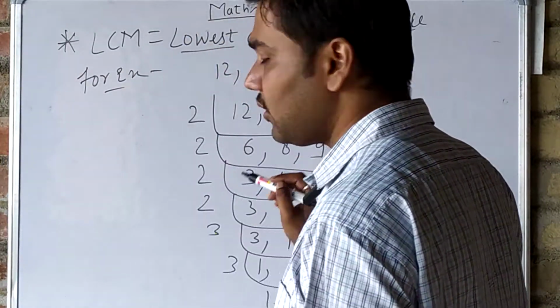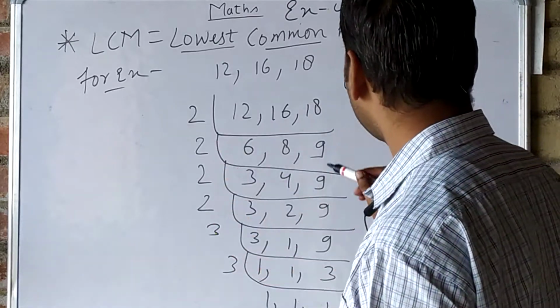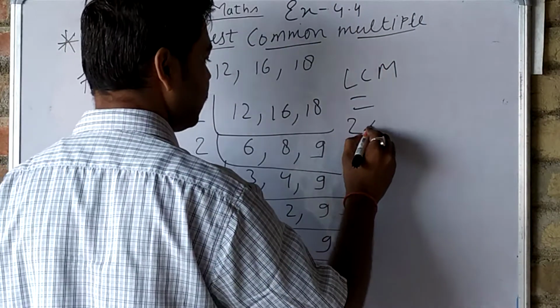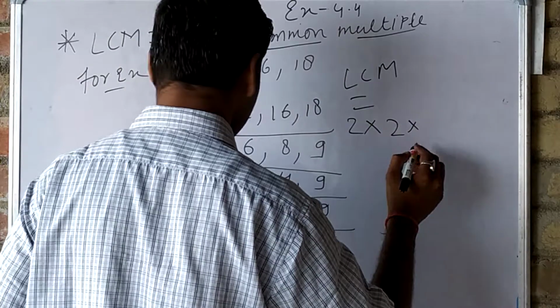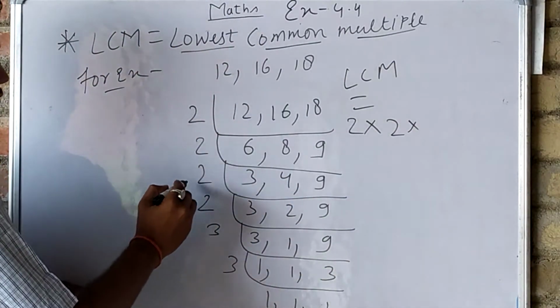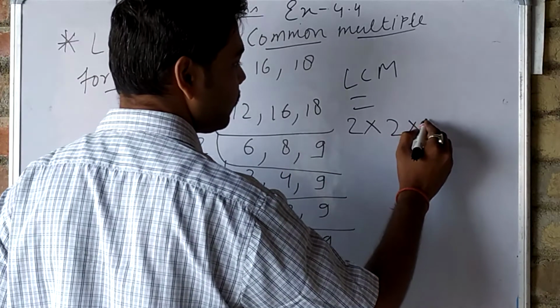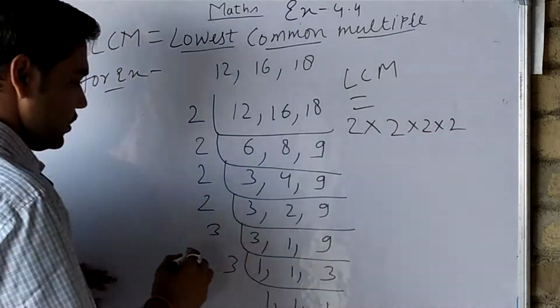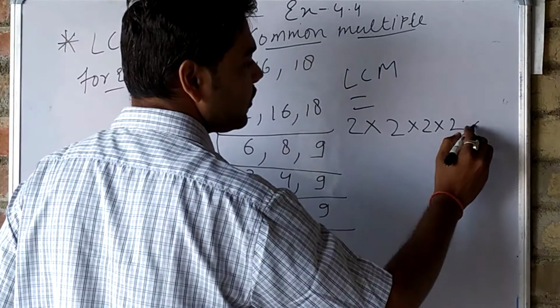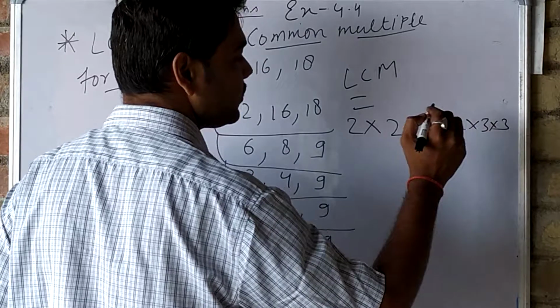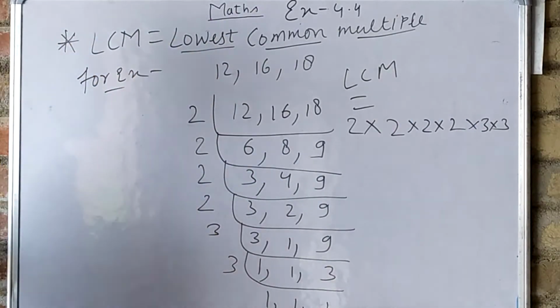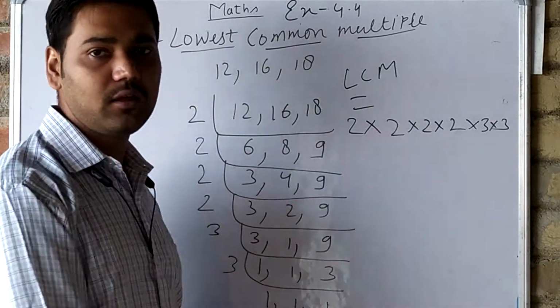Now we will write the factors, of each number we will write here. 2 into 2 into 2 into 2, then 3 into 3. Now what we have to do in LCM? We just have to multiply and write the answer.